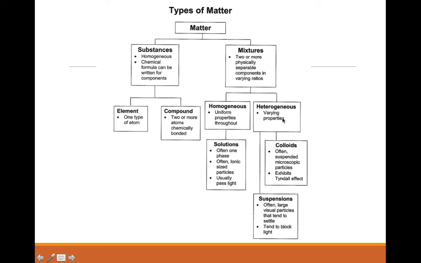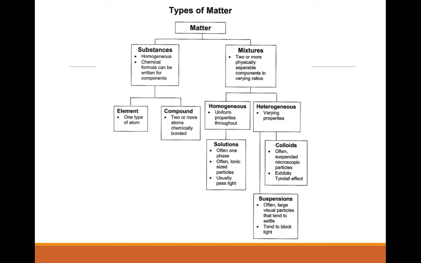Heterogeneous mixtures have varying properties. There's 2 types. We have colloids, which are like the mayonnaise in water. These have really, really small particles. They don't settle out, but they still continue to be in solution. And they're kind of hard to distinguish between solutions and colloids. That's why we use the Tyndall effect. The Tyndall effect will scatter the light and the light won't be able to pass through, whereas in solutions it'll be easily able to pass through.